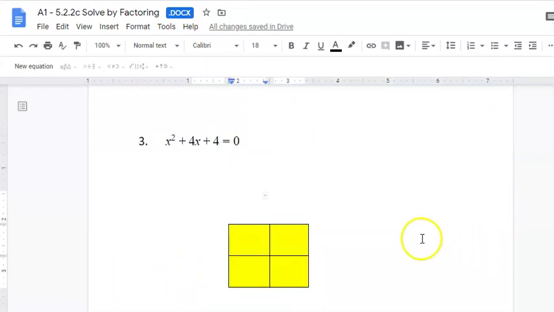Question 3. x squared plus 4x plus 4 is equal to 0. So in this problem, we're going to place our x squared term in the top left corner and our 4 in the bottom right corner.